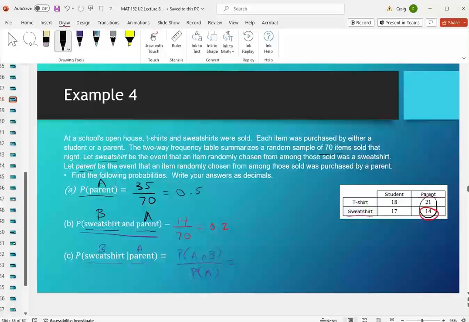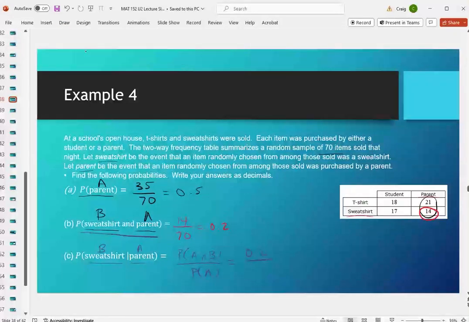And so now the probability of A and B, or B and A in this case, is 0.2. The probability of A is 0.5. So the probability that you randomly choose a sweatshirt, given that your choice is a parent, is going to be 2/5, or 0.4, 40%.